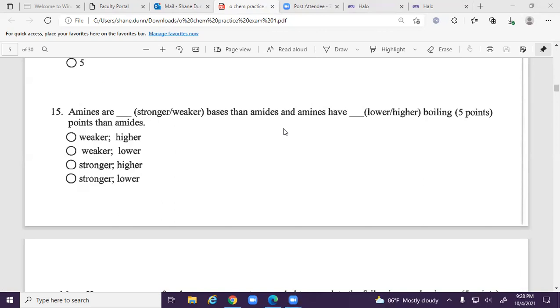So amines are what? Nitrogen bonds to that, bonds to whatever it wants to. That's an amine. What's an amide? Bonded to technically whatever it wants to, usually another carbon.